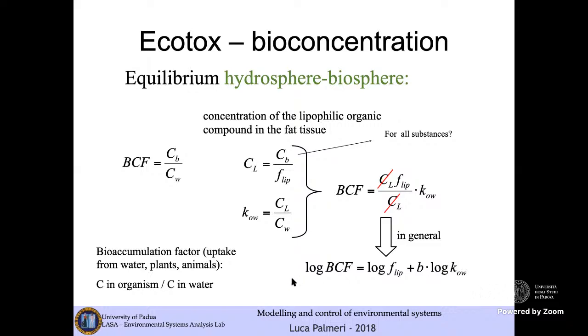So if we make a ratio between the concentration in the organism and the concentration in water, it is exactly what we have called the bioconcentration factor. And by expressing this, we may generalize this relationship that we have assumed as a first approximation valid for all substances. We may generalize this relationship by employing a parameter B that makes the bioconcentration factor dependent on the lipid fraction, a characteristic of the adsorbent, times the KOV elevated to the power B, and the KOV is a characteristic of the adsorbate.